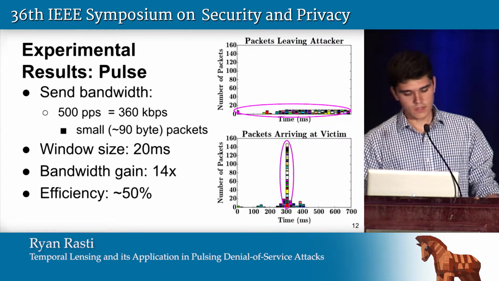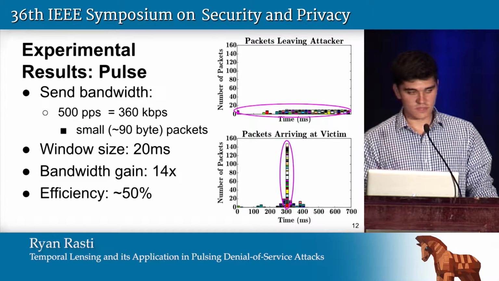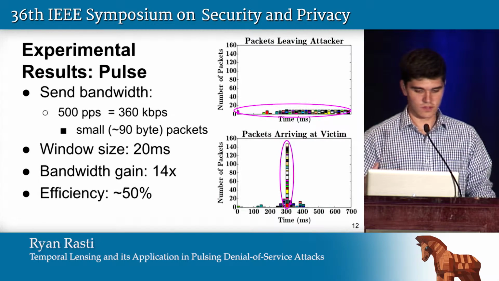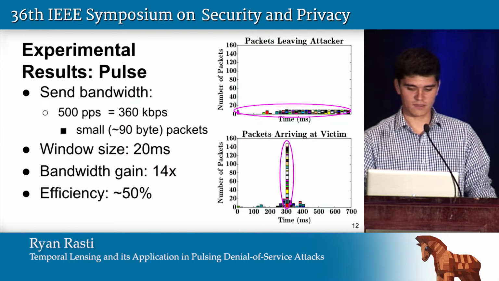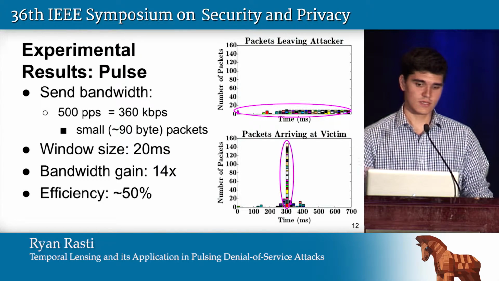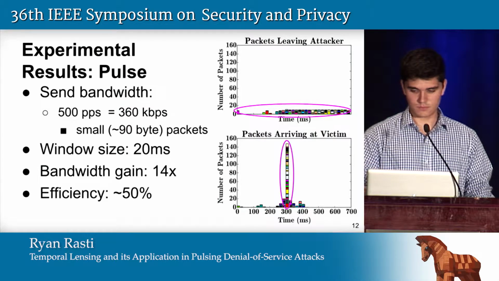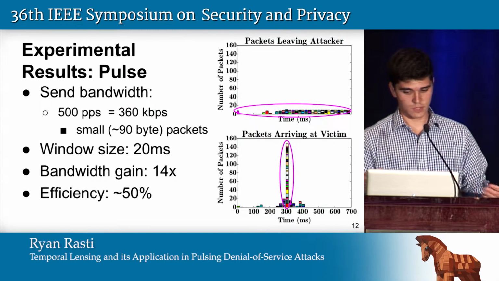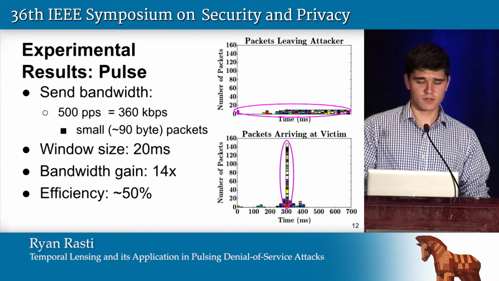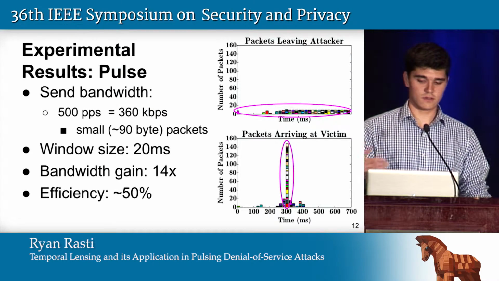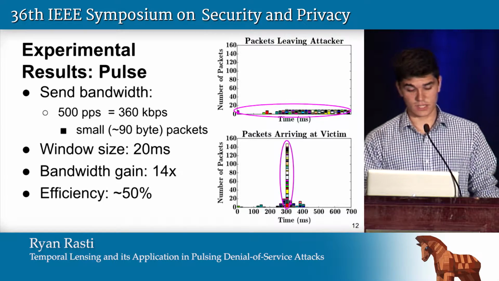The quick eyeball way to calculate these metrics: the bandwidth gain can simply be calculated by taking the height of the pulse bucket and dividing that by the tallest height of the sending buckets on the top. And the efficiency is simply the area of the pulse bucket divided by the sum of the area of the attacker buckets in the top graph.